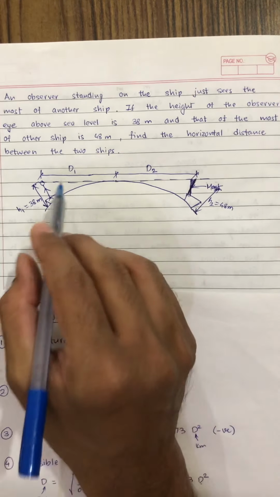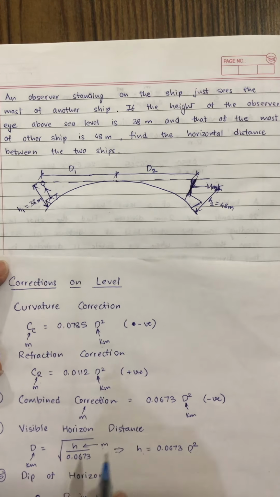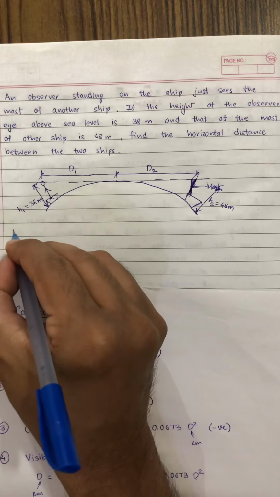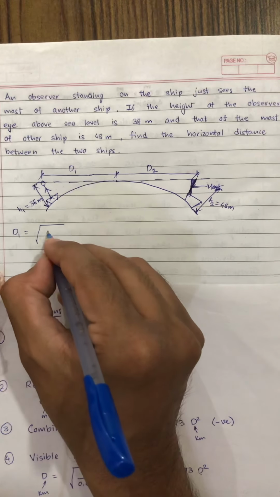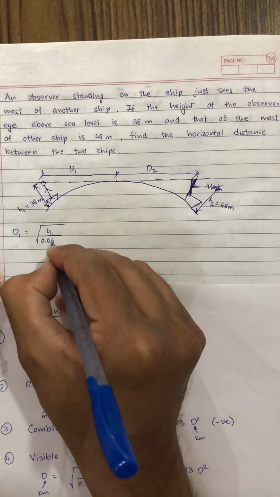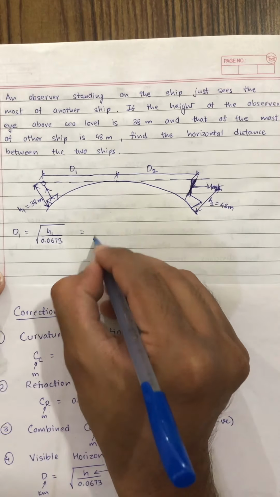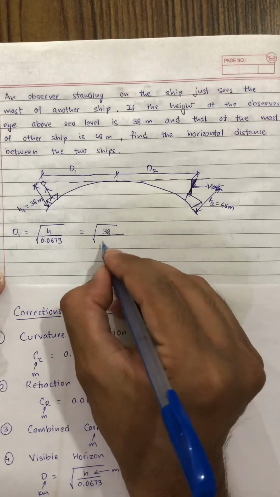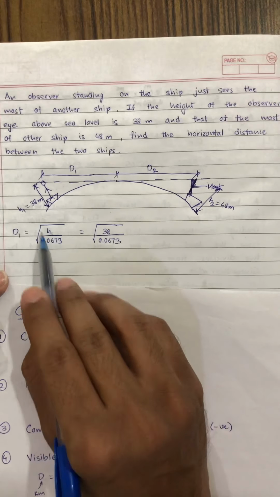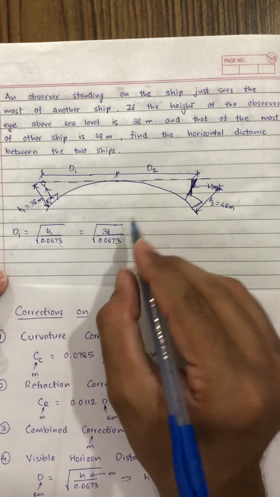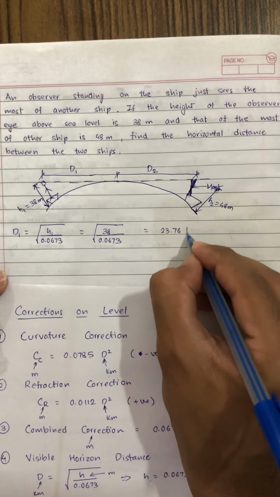Again, we use the formula d is equal to under root h upon 0.0673. Here d1 will be equal to under root of h1 upon 0.0673, and h1 value is 38 meters. So this will be equal to under root of 38 upon 0.0673. If h is in meter, d value will be in kilometer. On solving, the value of d1 comes out to 23.76 kilometer.